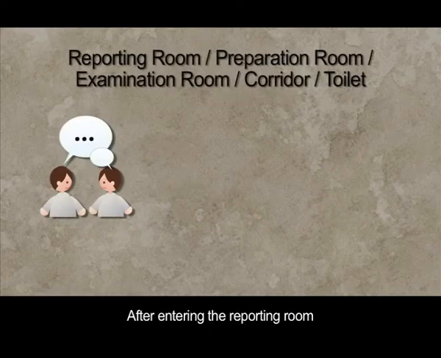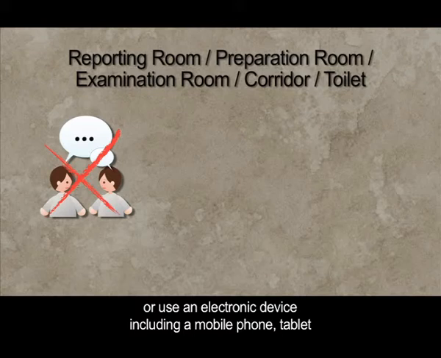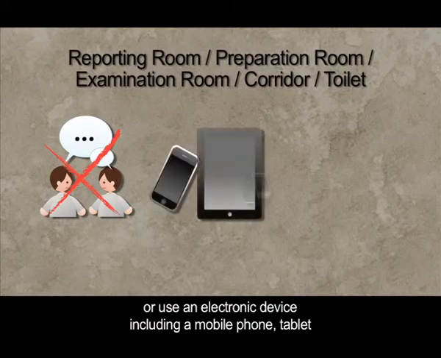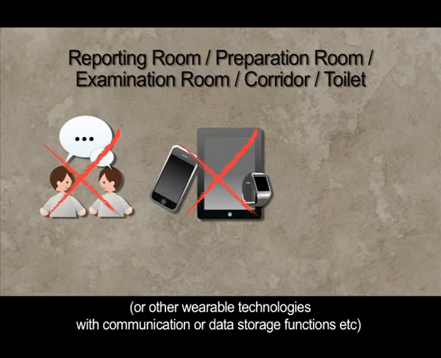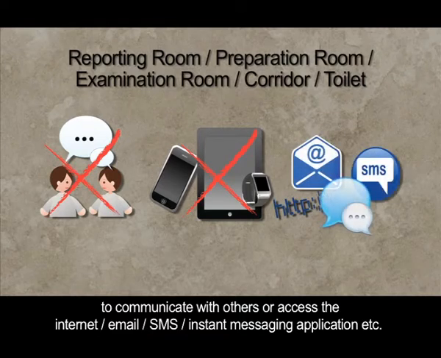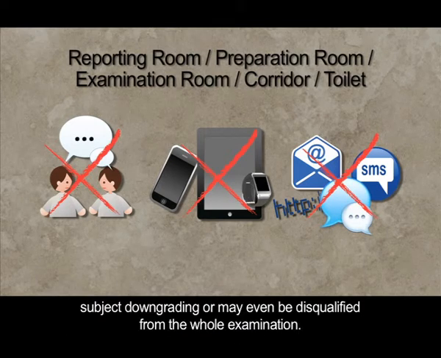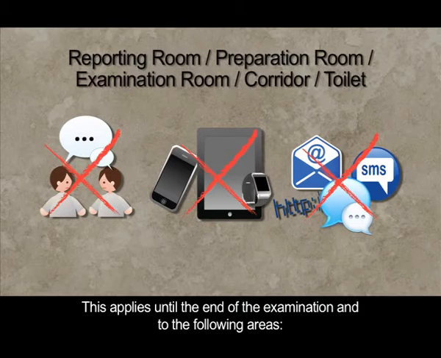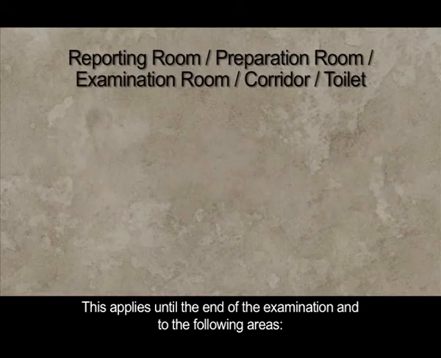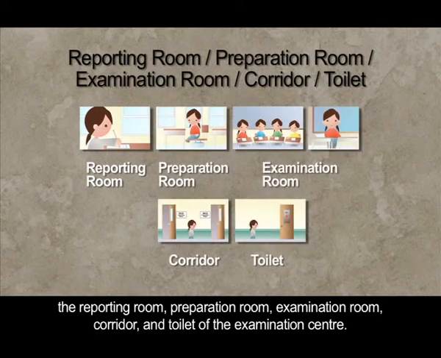After entering the reporting room, you must not talk to other candidates, except during the group discussion, or use an electronic device, including a mobile phone, tablet, or other wearable technologies with communication or data storage functions, etc., to communicate with others, or access the internet, email, SMS, instant messaging application, etc. Otherwise, you will receive a mark penalty, subject downgrading, or may even be disqualified from the whole examination. This applies until the end of the examination and to the following areas: the reporting room, preparation room, examination room, corridor, and toilet of the examination center.